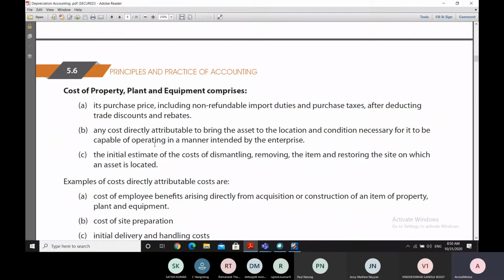the cost will also include the initial estimate of the cost of dismantling, removing the item and restoring the site on which the asset is located. Finally, when the asset becomes of no use, we need to dismantle it and remove it. So the dismantling cost or the removing cost of the item, so that the site can be restored to its original situation, that will also be included in the cost of the property, plant and equipment.